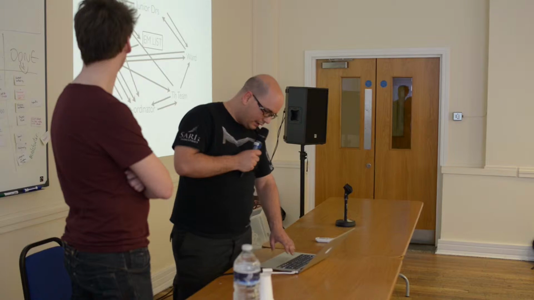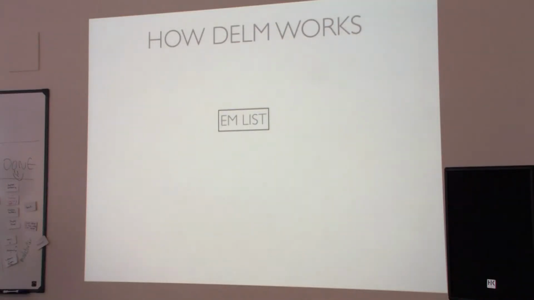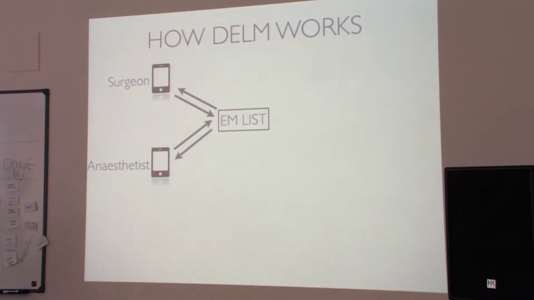So what we have designed is an emergency list that exists on a server, and the surgeon can access it just with his mobile, and he can book a case on there. It communicates backwards and forwards with the anaesthetist's mobile phone. So it says to the anaesthetist, you've got a case booked. It will tell the anaesthetist about any investigations that have been done, and the anaesthetist can request investigations.